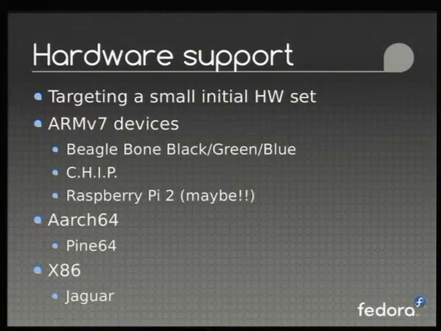We'll be initially focusing on BeagleBone and CHIP, and hopefully Raspberry Pi 2. It allegedly has enough in the upstream kernel for 4.5, so fingers crossed we may be able to add support for that in Fedora 24. And then other devices like the Pine 64, which is a new $15 AArch64 device, which apparently I have waiting for me at home in my postbox. So we should have some interesting devices coming along this Fedora cycle.